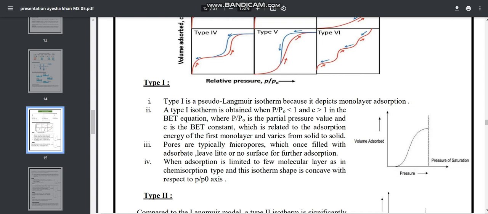When the adsorption is limited to a few molecular layers, as in chemisorption, this isotherm is concave with respect to the P over P naught axis. It means it is concave with the x axis.